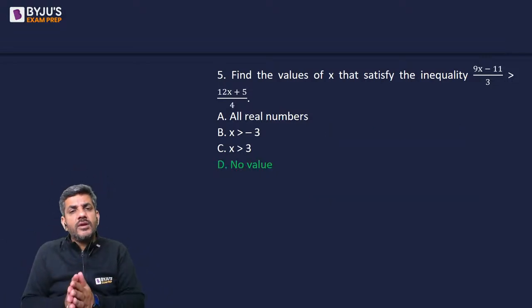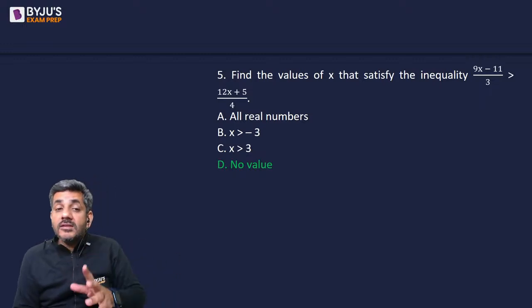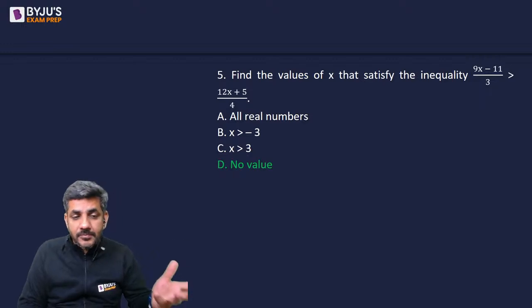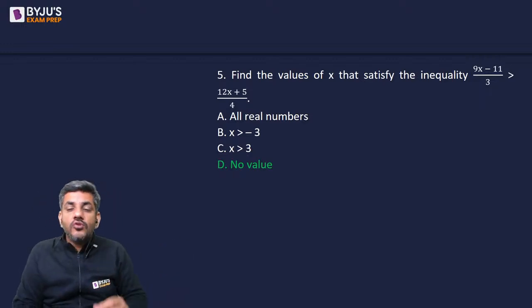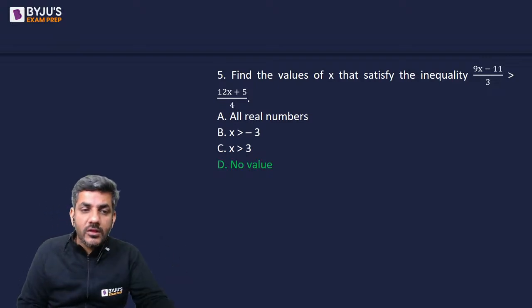ये simple इसलिए भी हो गया क्योंकि बेस में उसने सीधे दो पॉजिटिव नंबर्स दे दिए. Had he given something like 2x plus something, 4x minus something, तो फिर हमें देखना पड़ता है वो पॉजिटिव है या नेगेटिव, and accordingly we make cases to solve that further.